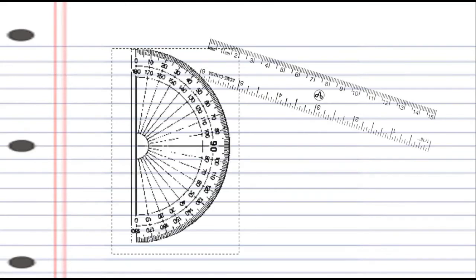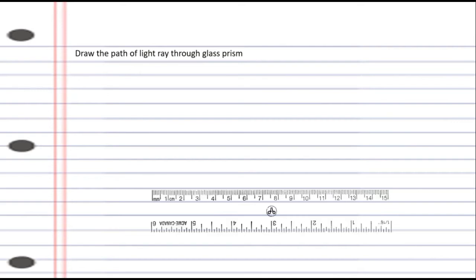A ruled paper, because finally we are going to draw it in the exam on the ruled paper, and necessary things like scale and the protractor are very much required. So our question is, draw the path of a light ray through a glass prism, right? So we have to draw the prism here.